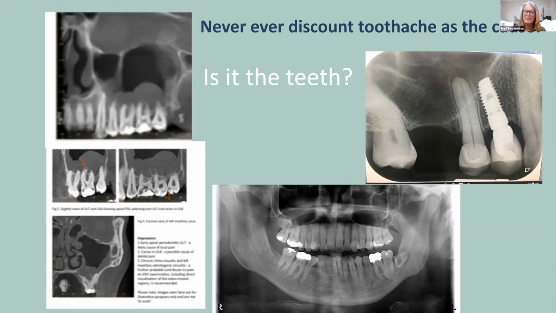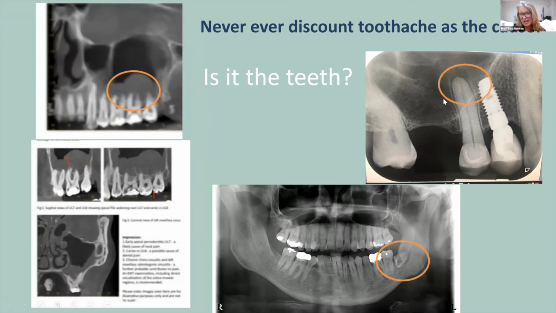And then this gentleman here is the bread and butter of the patients I see. I did a PhD in trigeminal neuropathy and neuropathic pain. This patient here had an implant, and adjacent to the tooth of the implant, there's an abscess. So never, ever, ever discount toothache, because toothache can mimic all sorts of other conditions.